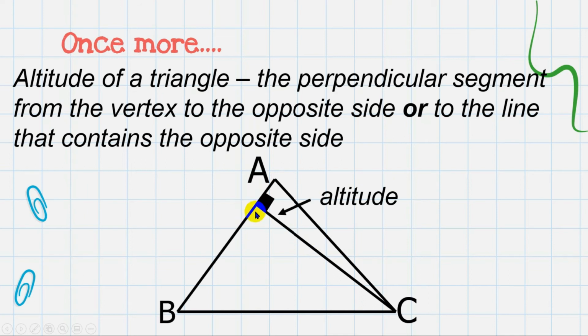So, tandaan po, meron tayong mabubuong tatlong altitudes sa triangle. And to make the altitude, kailangan natin ng mga tools like protractor, also the ruler and the compass para mas appropriate at tama ang ating pagkakadro ng altitudes.